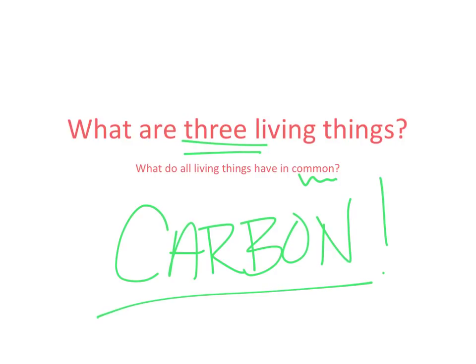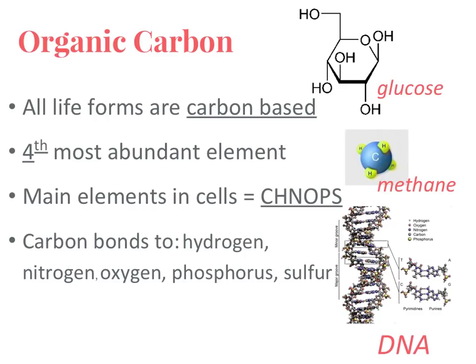Carbon is the building block for all living things. All life forms are carbon-based. So when we're trying to figure out if there's life somewhere, like on another planet or a really extreme area of the Earth, that's the main element that scientists look for. It is the 4th most abundant element present here on Earth.